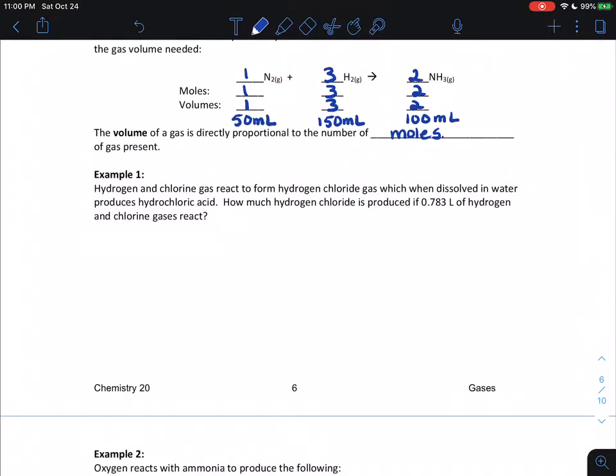It says hydrogen and chlorine gas react to form hydrogen chloride gas, which when dissolved in water produces hydrochloric acid. How much hydrogen chloride is produced if 0.783 liters of hydrogen and chlorine gases react? So you can see that I've got more than one gas involved in this. And so what you need to do for step 1 is to write a balanced equation.